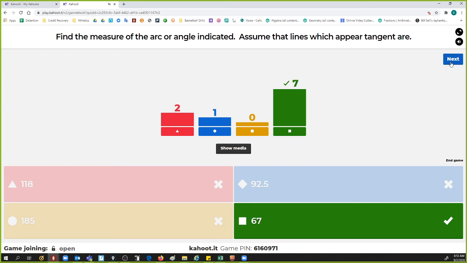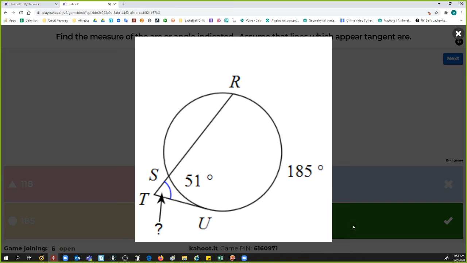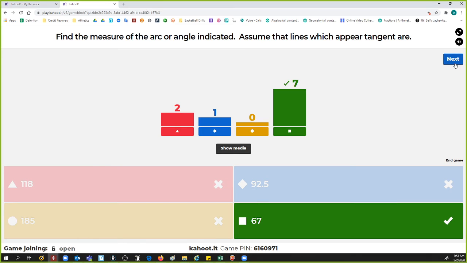All right, nice. 7 people got it right. Good. So it's just the big arc, with the 185 minus the 51 and then divide by 2.